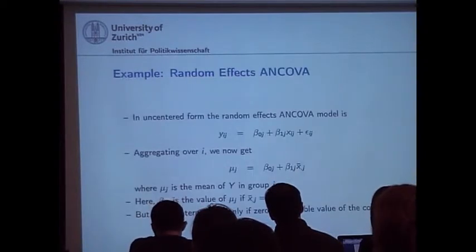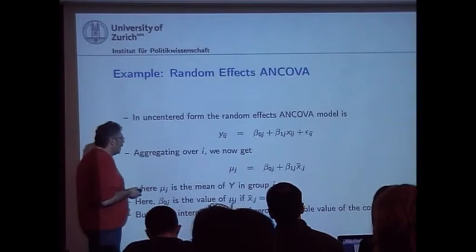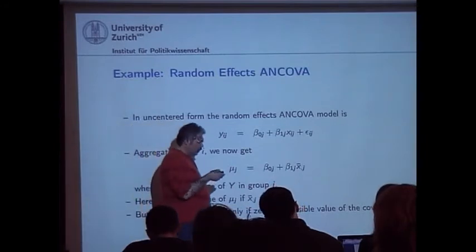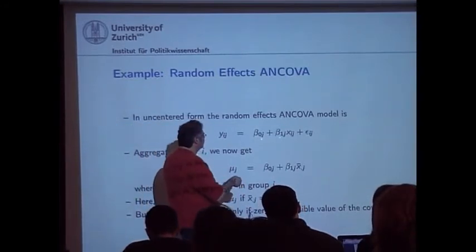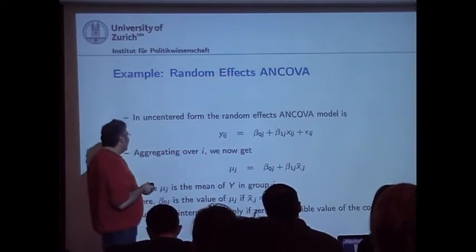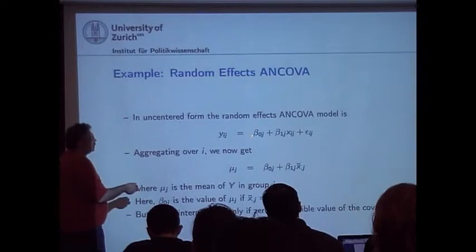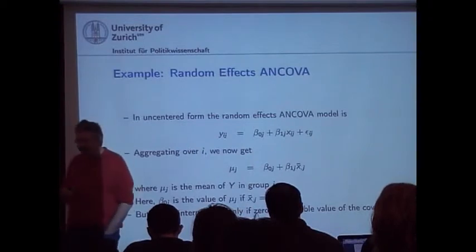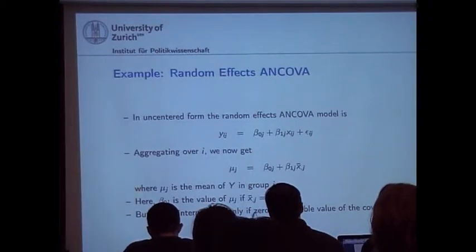particular model, which is the random effects analysis of covariance model, or what I actually mentioned earlier, the random slope and random intercept model. And here's a case where we did not center. So this variable x_ij is there in its original form. And here's now a little bit why centering might be a useful strategy.